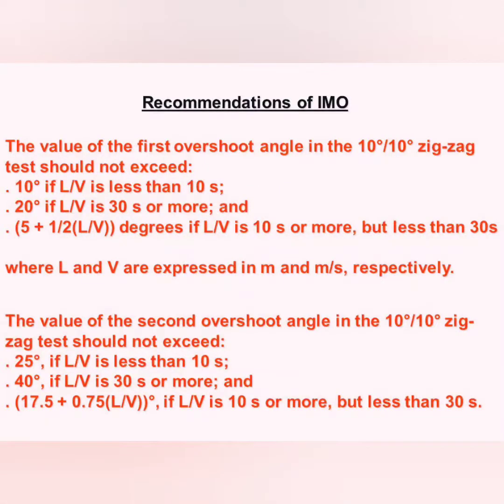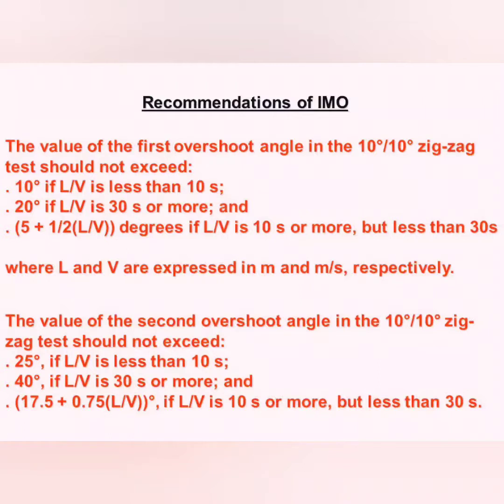Now here are some recommendations of the IMO. The value of the first overshoot angle of the 10 by 10 degrees zigzag test should not exceed 10 degrees if the L by V is less than 10 seconds. L stands for the length of the vessel and V is the speed of that ship in meters per second. The recommendation for the first overshoot and second overshoot is given.